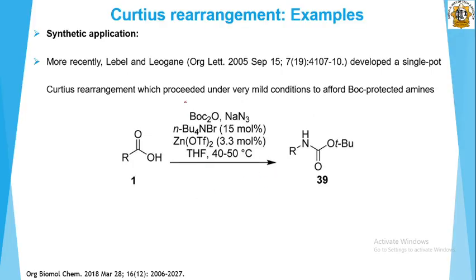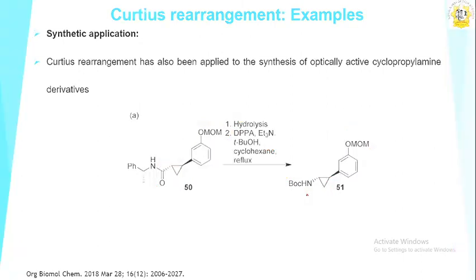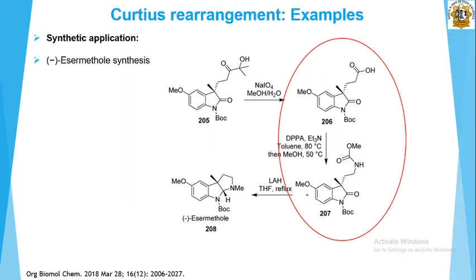Some of the one pot reactions have been optimized. So this is a one pot example to make Boc protected amines, and some of the cyclopropylamines also can be prepared using the same method. And you observe this methoxymethyl ether is not getting deprotected in this reaction. So this is another example where first they hydrolyze this, then use DPPA, tert-butanol, cyclohexane to get this Boc protected cyclopropyl amine. Many examples are there with this reaction.